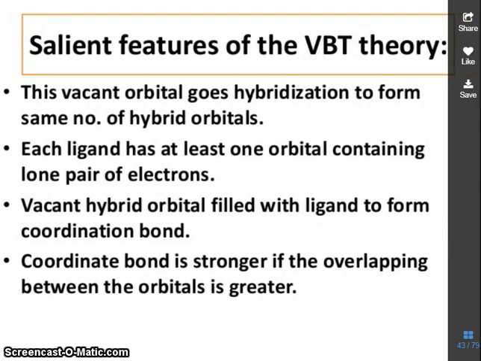Now friends, these vacant orbitals undergo hybridization to form the same number of hybrid orbitals. Each ligand has at least one orbital containing a lone pair of electrons. The vacant hybrid orbitals are filled by the ligands to form coordinate bonds. A coordinate bond is stronger if the overlapping between the orbitals is greater.